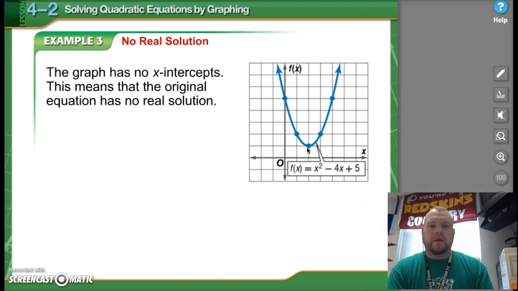And if we plug 2 into this equation, 2 squared is 4. 4 times 2 is 8, so 4 minus 8 is negative 4, plus 5 is positive 1. So our vertex is (2, 1). And notice that a is positive, so the graph opens up. Since this graph opens up and the vertex is already above the x-axis, it's never going to touch the x-axis, and that means there's no solutions.